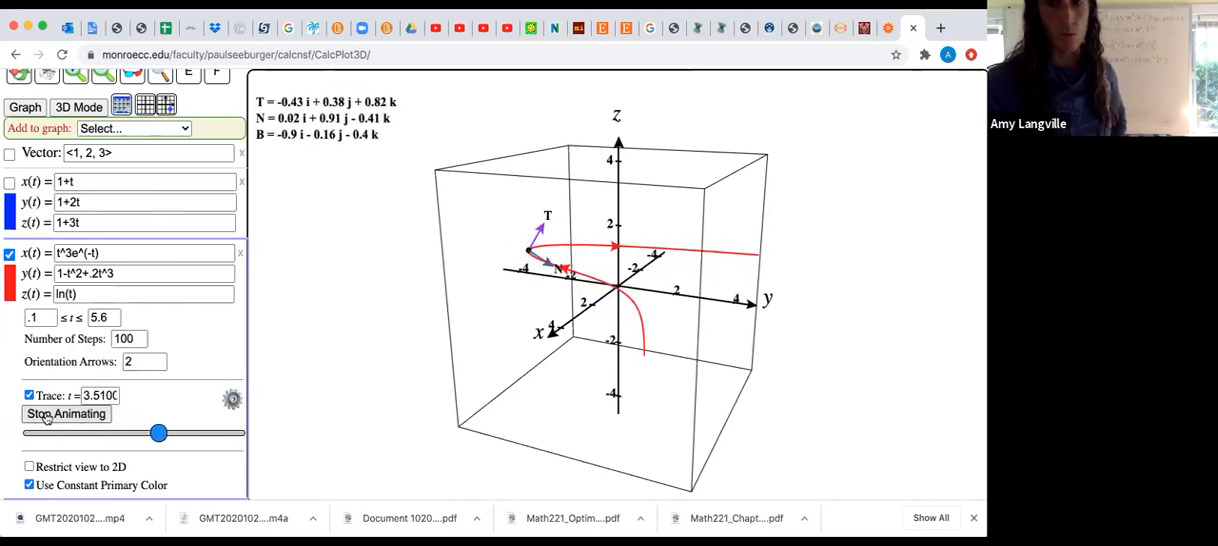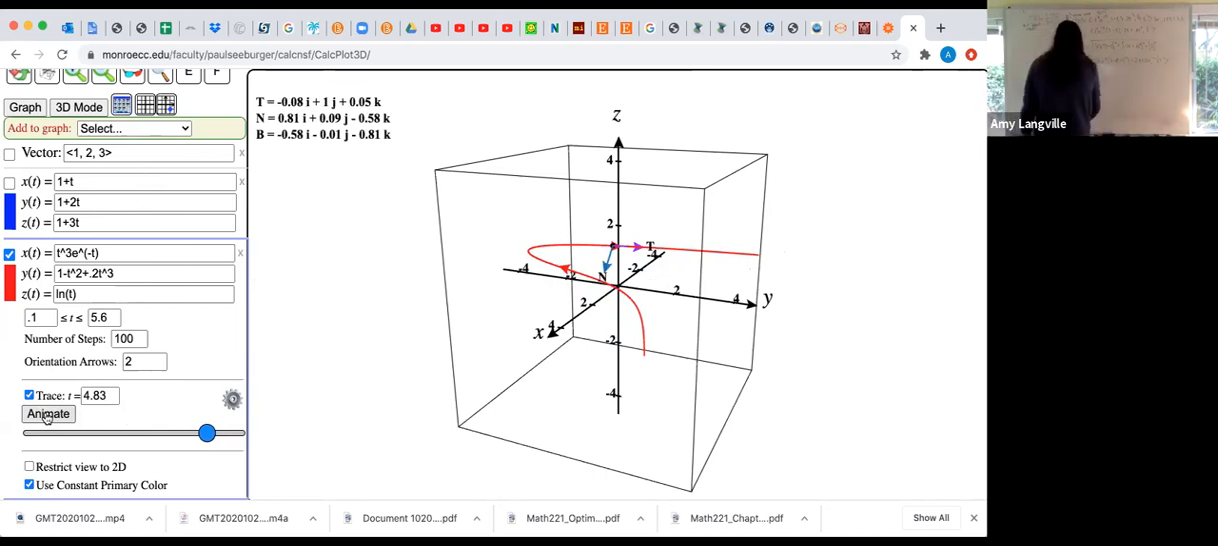Now, do you notice anything about the relationship between the T and the N as we keep animating, between the purple and the blue? They actually always stay orthogonal. And that's a really neat feature, and maybe you don't see it right now. Let me stop sharing the screen for a minute.